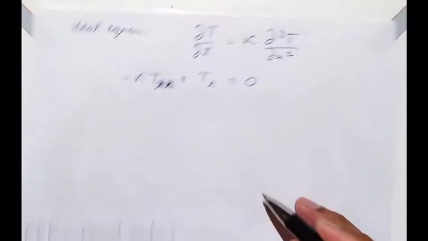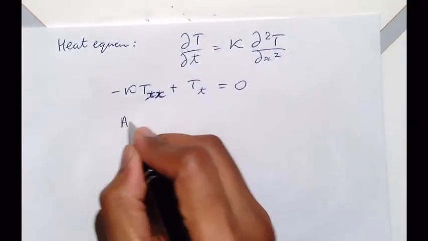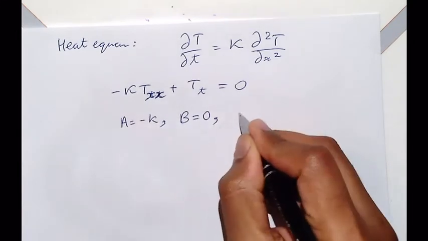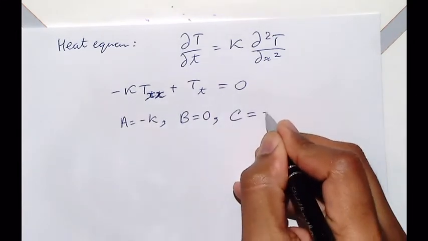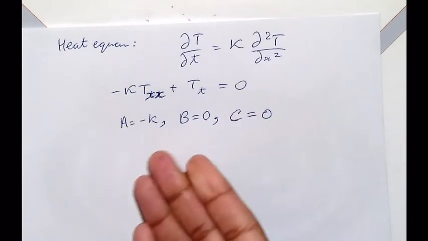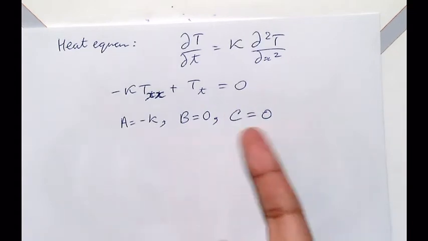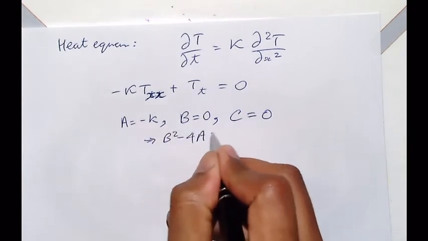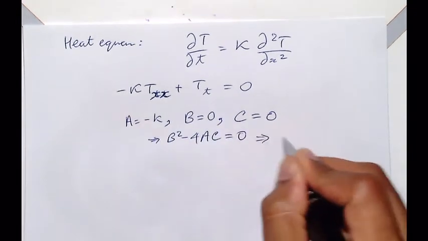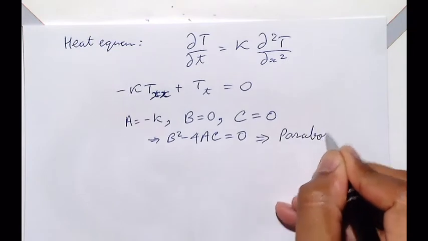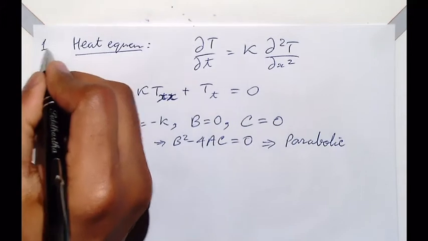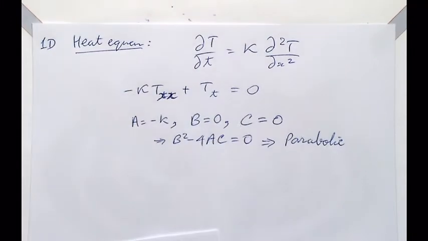So here our A is minus kappa, B is 0, and C is 0. There's no second derivative in time, which means b squared minus 4ac equals 0, so it's parabolic. That's the 1D heat equation.